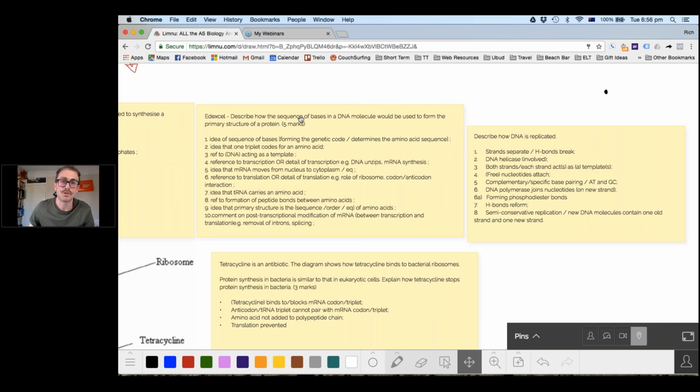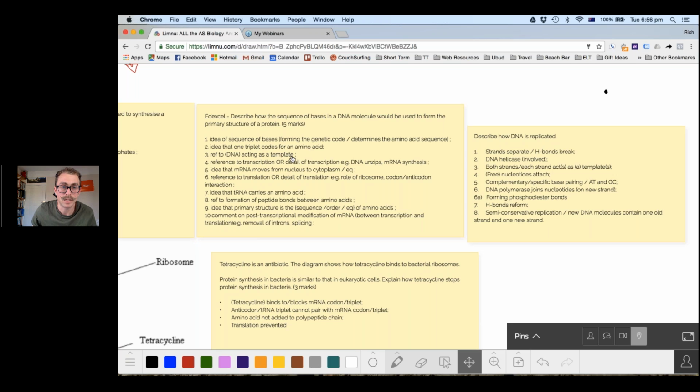Basically exactly the same. Describe the sequence of bases in a DNA molecule that would be used to form the primary structure of a protein. So describe how the sequence of bases in DNA would be used to form the primary structure of the protein. Same question, different wording. Sequence of bases forming the genetic code determines the amino acid sequence. The idea of one triplet code codes for an amino acid.